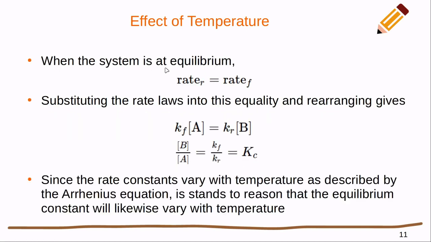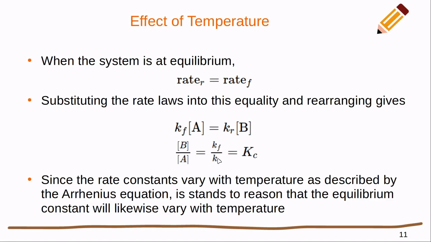I know that when I'm at equilibrium, the rate of the reverse reaction is going to equal the rate of the forward reaction. I can substitute in those rate laws, and then I can rearrange that to get B over A, products over reactants, okay? And that is equal to Kc. All right, and we can also see why these would be a constant at this point at a specific temperature, because these rate constants here are specific to temperature.